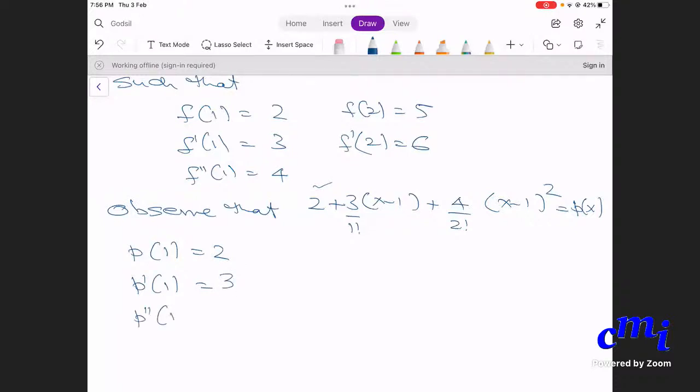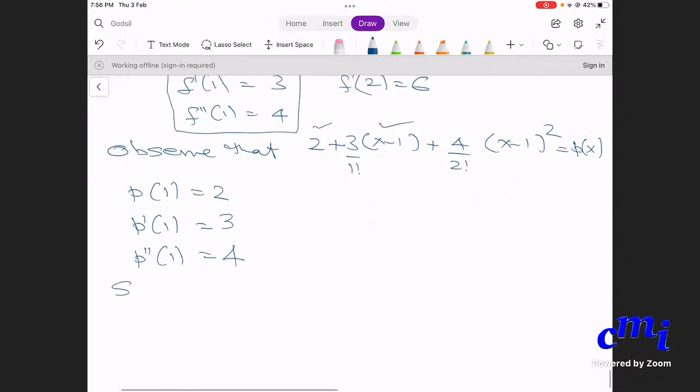And if you calculate P double dash 1, both these terms go away. So what is left is only this term, and there'll be a 2 factorial which will be cancelled by this 2 which comes down, and then another 1 which comes down. So finally you'll be left with 4. So this polynomial P of x satisfies all of these conditions. Okay, so it's easy to find a polynomial P of x which satisfies all the derivative conditions at a single point.